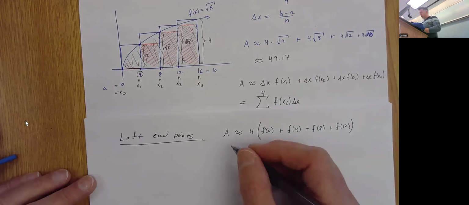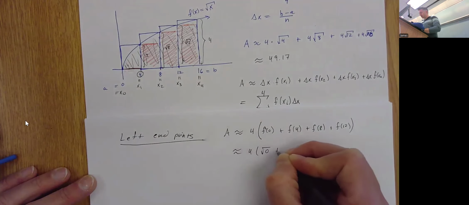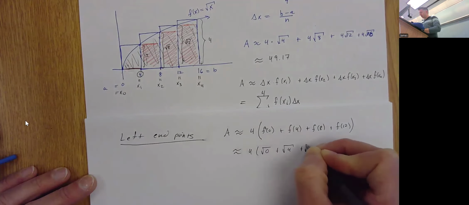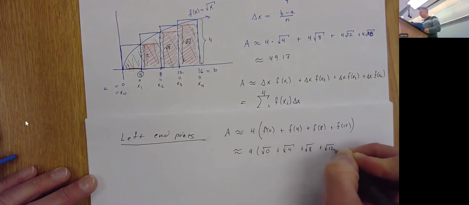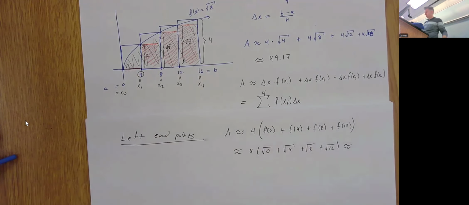So here, this would be approximately 4 times the square root of 0 plus the square root of 4 plus the square root of 8 plus the square root of 12, which is approximately equal to, what do we got here? 33.17.